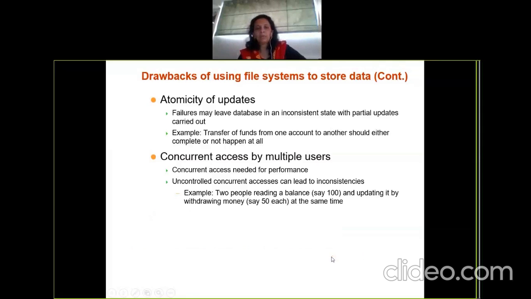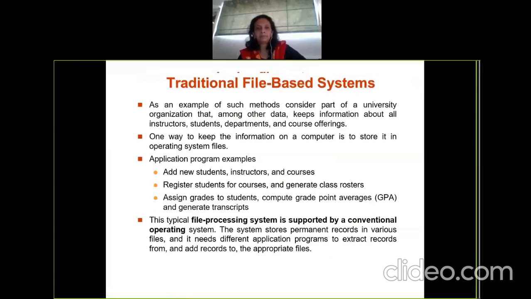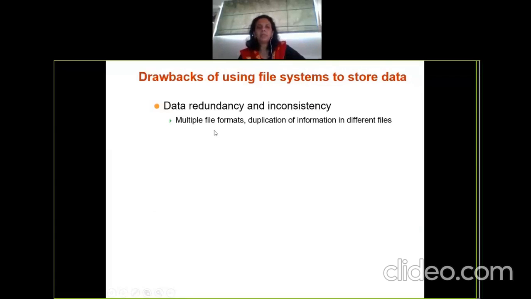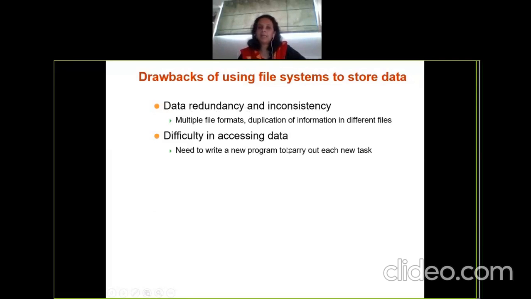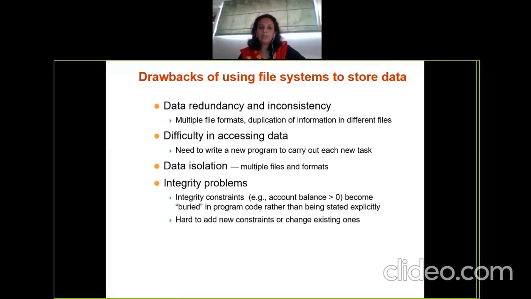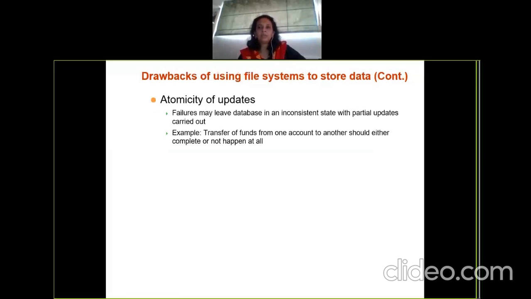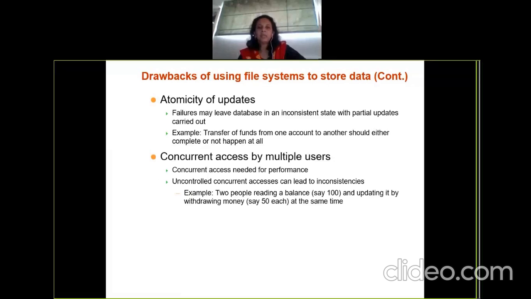So I repeat only the names again. The drawbacks of using the traditional file processing system: data redundancy and data inconsistency, difficulty in accessing the data, data isolation, integrity problem, atomicity of updates, concurrent access by multiple users, and security problems. So to avoid all these drawbacks, we use the database management system.